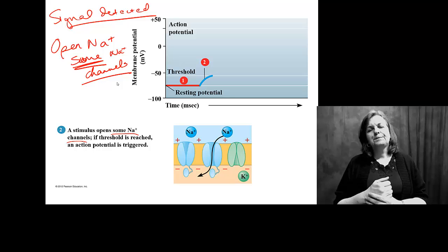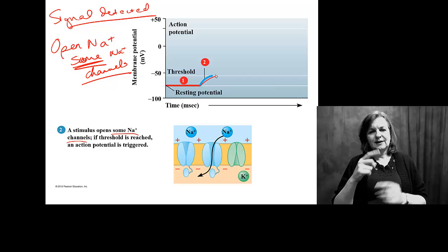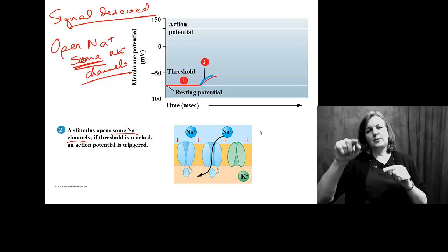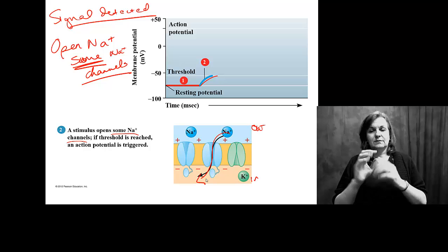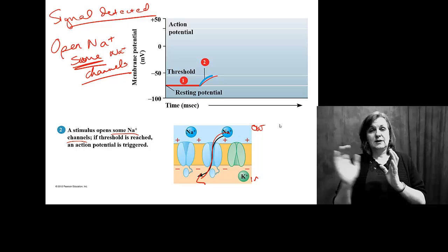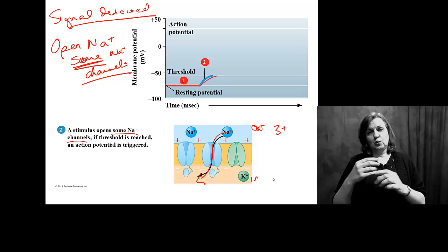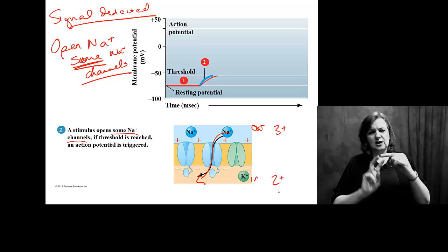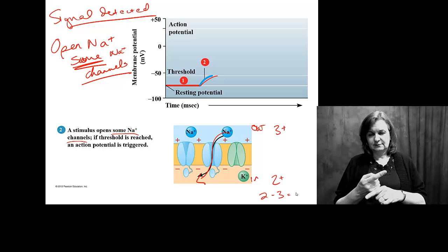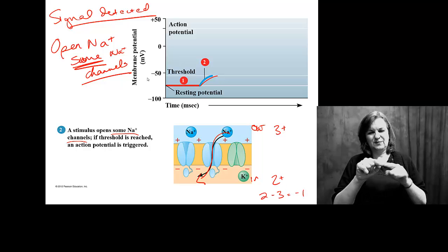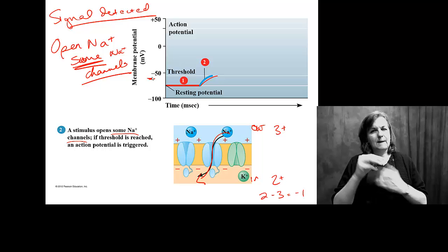Only some of them. And you see, we get this little blip. If you open sodium channels and sodium comes in, now maybe we have 3 positives outside and 2 positives inside. There's still a difference, but there's less of a difference, right? So we still have negative here in our membrane potential.